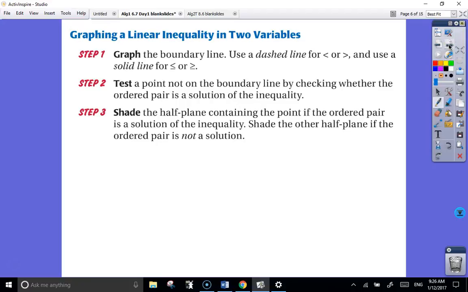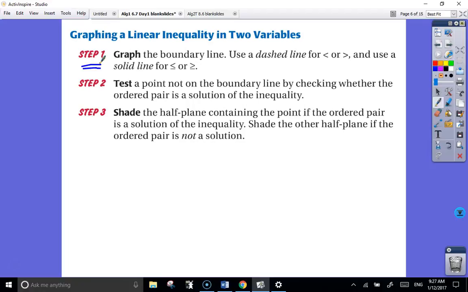Okay, so these are the steps to graph a linear inequality in two variables, right? The first thing we got to figure out, where's the line going to be? So graph the line. Right? If it's a less than or a greater than, use a dashed line. If it's a less than or equal to or greater than or equal to, use a solid line. That's the first step.